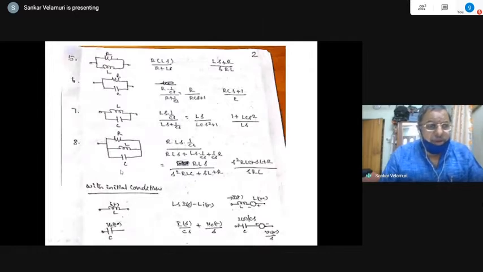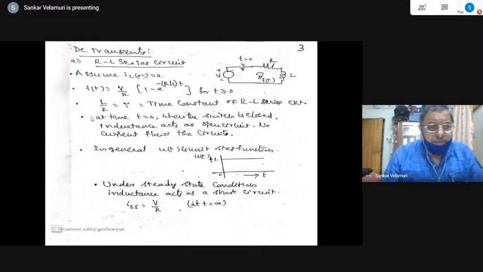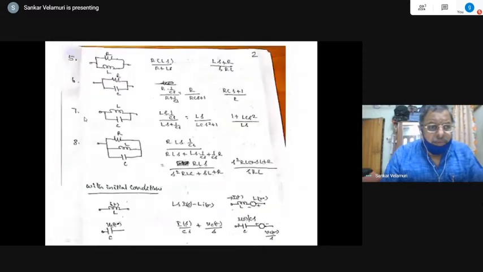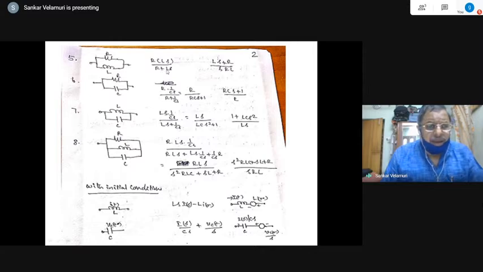Now you can see some more examples for parallel circuits. For a parallel circuit, R and L are in parallel. So R into Ls by R plus Ls. L gets transformed to Ls, as already mentioned. So this is equal to R into Ls by R plus Ls, that is RLs by R plus Ls only. The reciprocal of that is the admittance function.